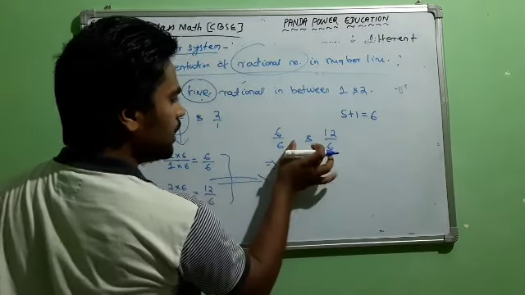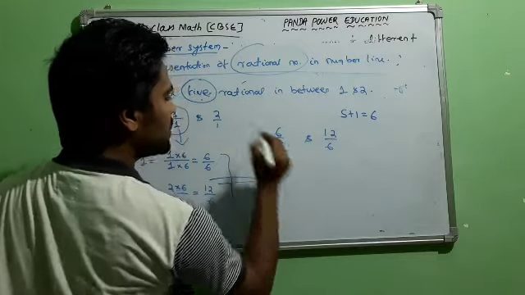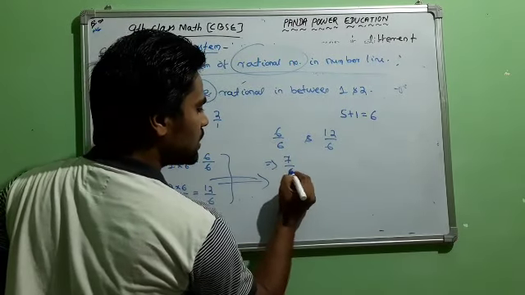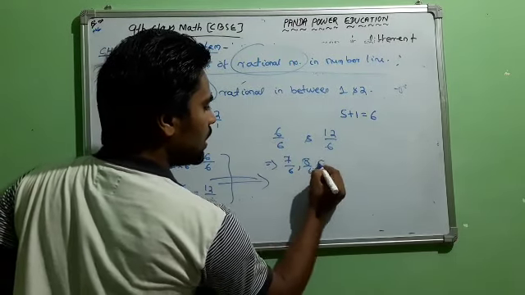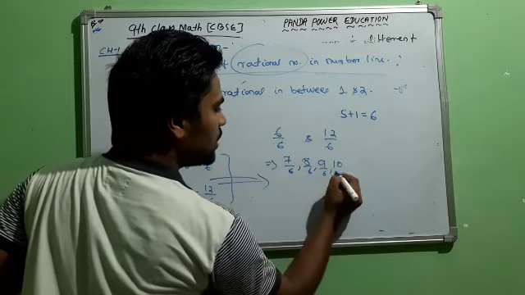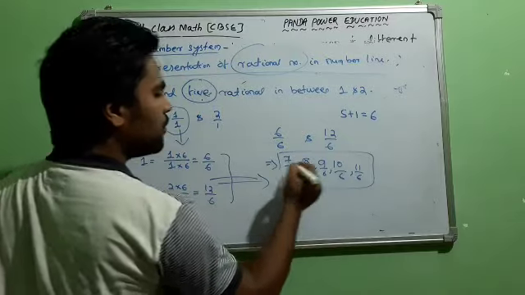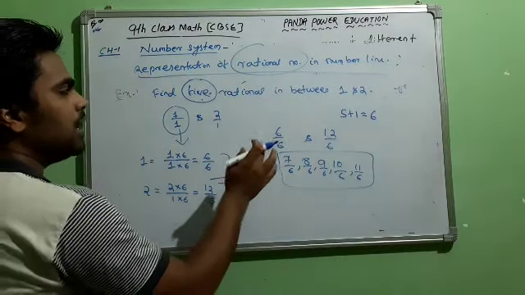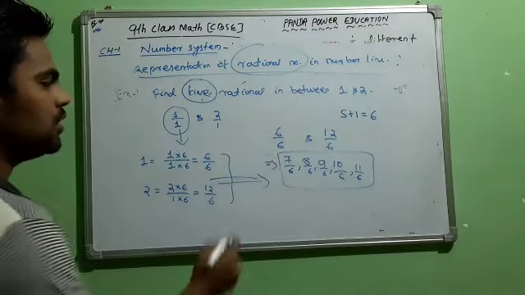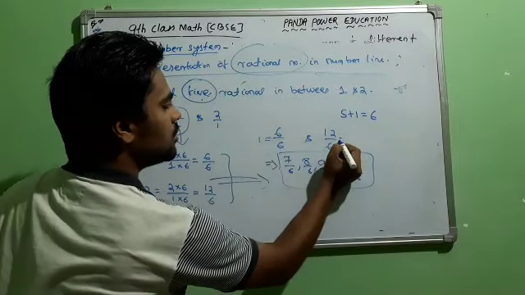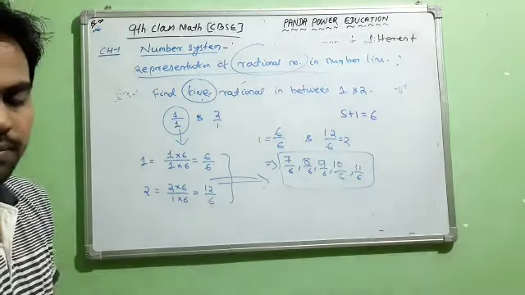Then I can write in between them 5 rational numbers: 7 by 6, 8 by 6, 9 by 6, 10 by 6, 11 by 6. Yes or no? So we get 5 rational numbers in between 1 and 2. Got it, students? Clear?